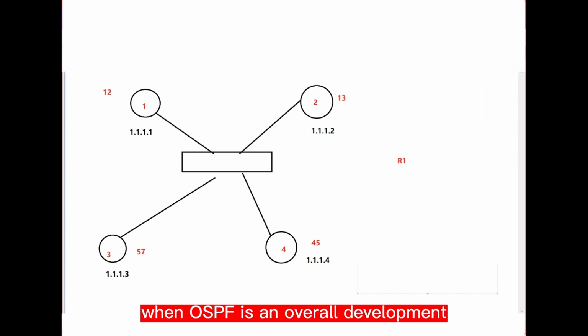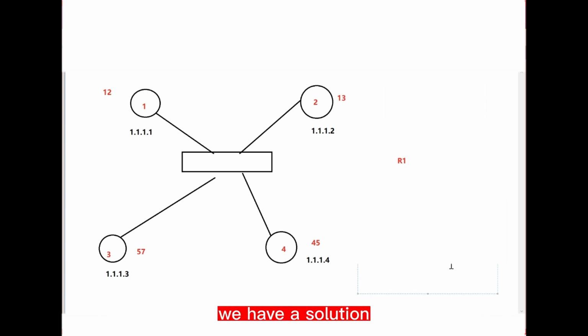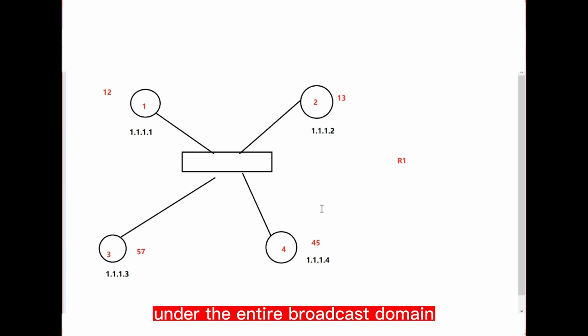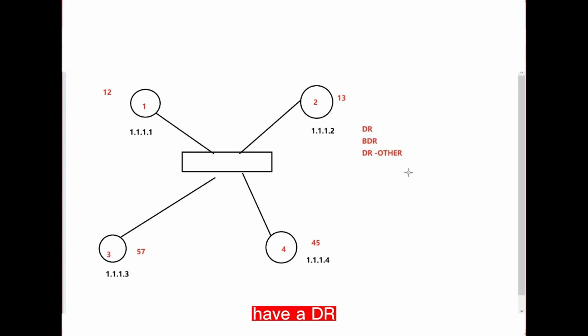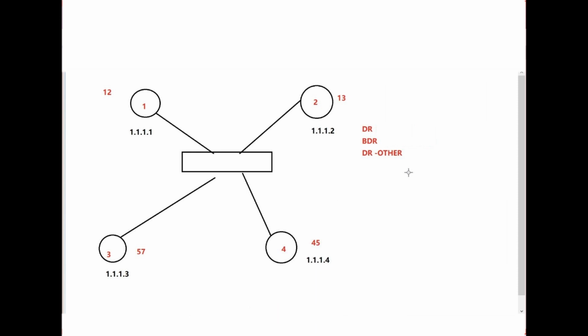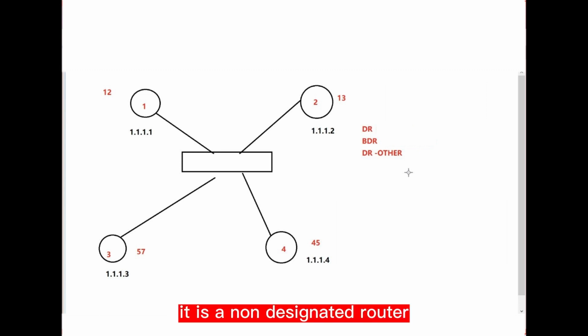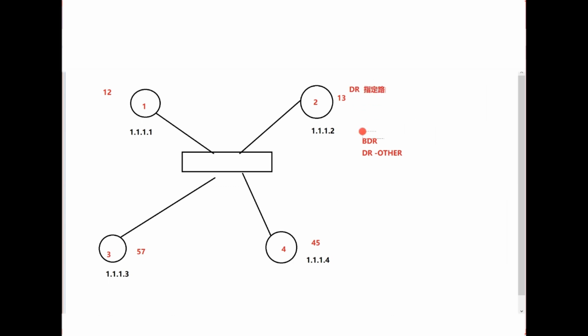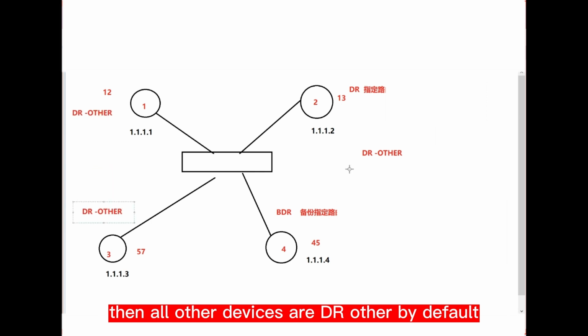When OSPF was in overall development, the developers also thought of this problem. We have a solution. Under the entire broadcast domain, have a DR. It's called designated router. And a BDR. It's called a backup designated router. And there is another role, DR other. It is a non-designated router, nor a backup designated router. Then in this process, let's assume it's a DR. It is a BDR. Then all other devices are DR other by default.